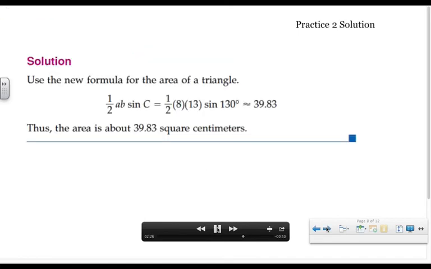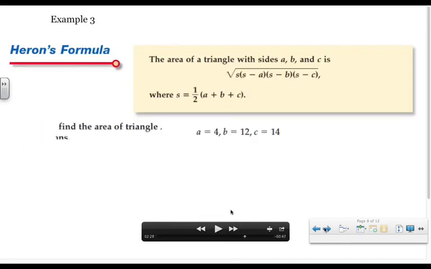And here's your solution. Again, super simple stuff. We just plug it into the formula. 1/2 times 8 times 13 times sine 130 is 39.83. If you're not getting the right answers, make sure your calculator's in degree mode. Okay, last example. So this is another formula.